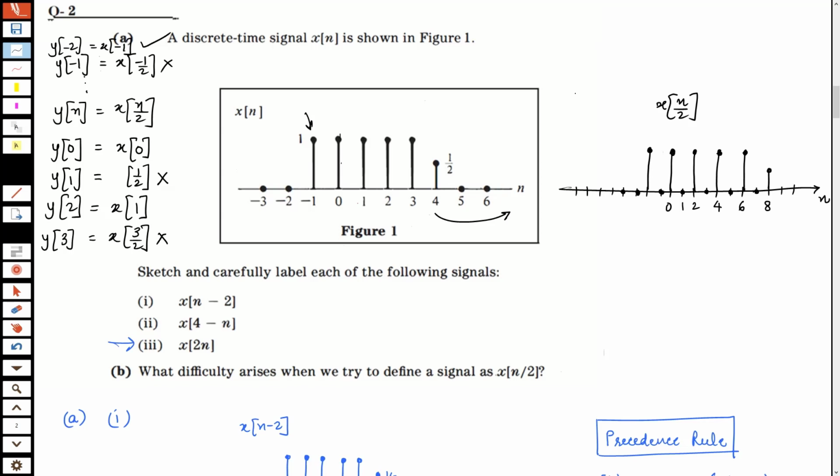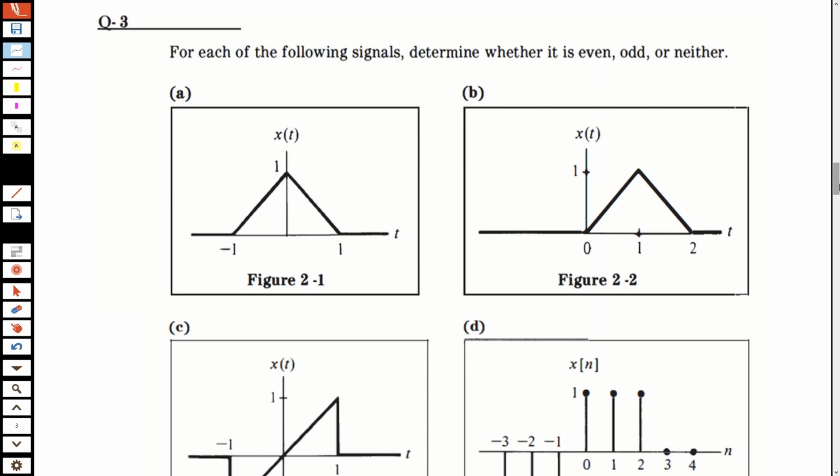And this is what is called an upsampled signal. You've increased the number of samples. Earlier you had just minus 1 to 4, just 6 samples in your set. Now you've got 12 samples in your set. Moving on to the next question.